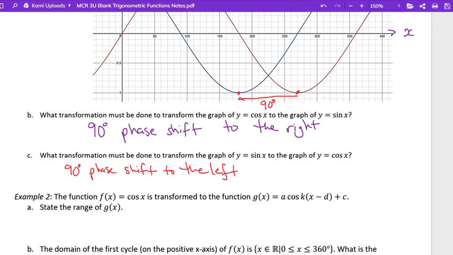Does it matter if you say 90-degree phase shift or phase shift 90 degrees? It's the same thing.